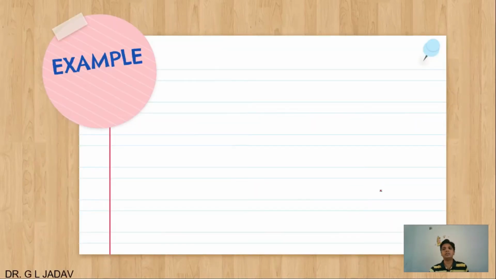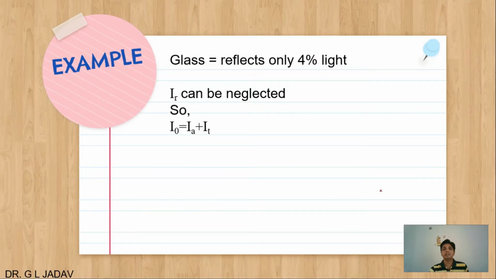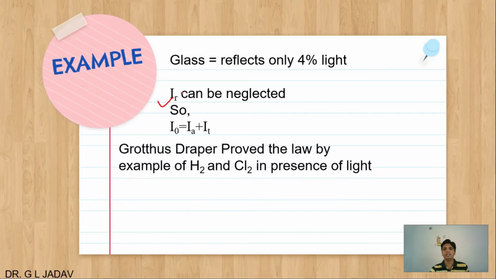Let us look at the example of glass. Glass reflects only 4% of light. Hence, IR, that is the reflected light, can be neglected. Thus, in the case of glass, I0 is equal to IA plus IT.